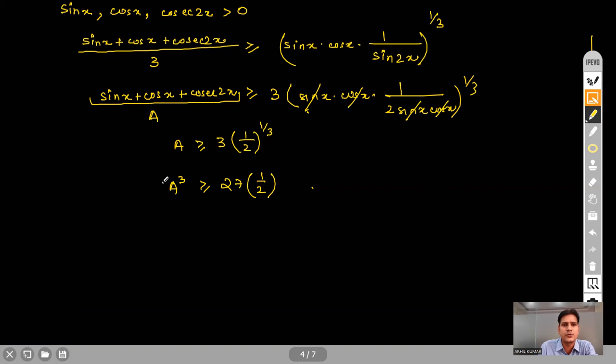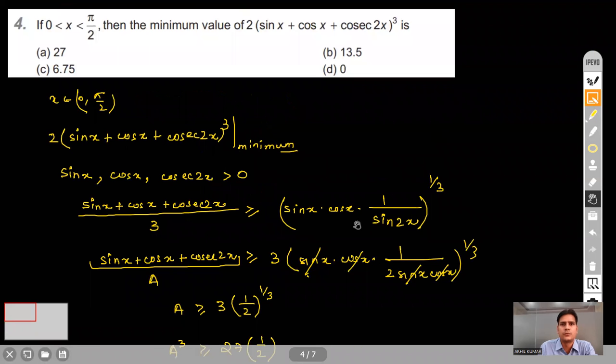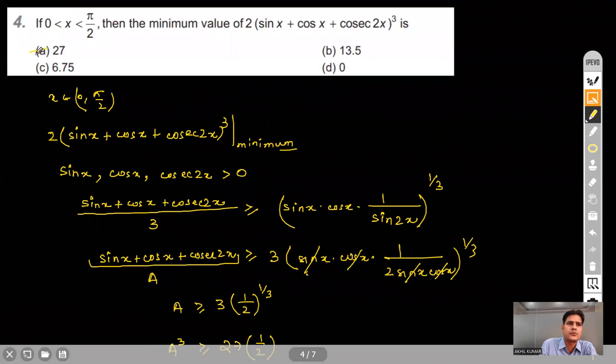So our question was 2 times A cube, right? In our function, it is given that 2 times of this thing, sine x plus cos x plus cosec 2x, cube. So multiplying by 2, we will get 2 into A cube should be greater than or equal to 27. So the minimum value of our required function will be 27, right? So we can write 2 into this sine x plus cos x plus cosec 2x whole raised to power 3 should be greater than or equal to 27. So minimum value will be 27. Okay. So option A is correct.